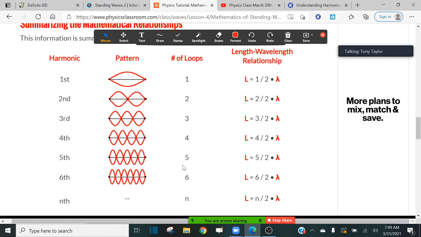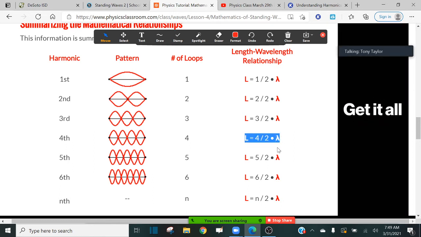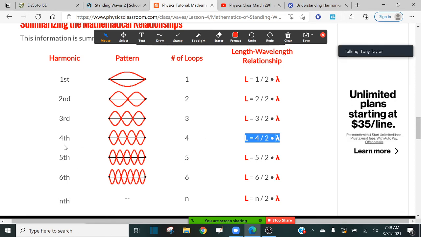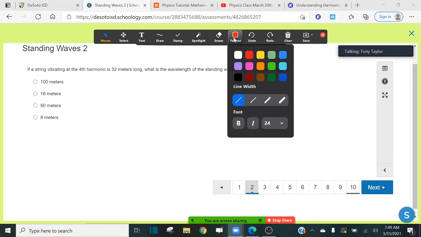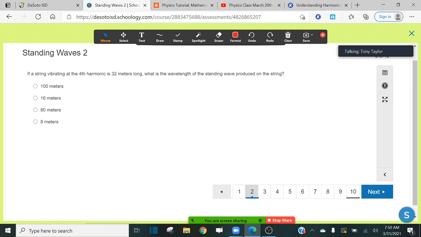Okay, what is the equation that relates the length of the string to the wavelength? Well, look, it's written here. The length of the string is equal to 4/2 the wavelength for the fourth harmonic. So I'm going to take this equation and write it down here. For the fourth harmonic, the length of the string is equal to 4/2 the wavelength. But guys, what is 4 divided by 2? It's just equal to 2. So I'm just going to reduce this equation to 2 wavelengths.